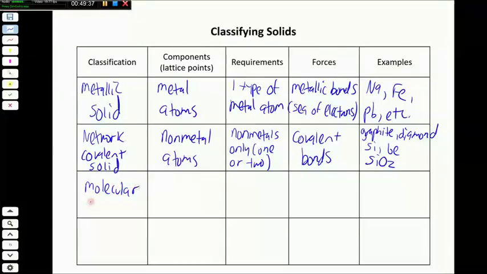Another classification, which we didn't talk about a ton of details with in terms of structure, is molecular solids. As the name implies, the components of a molecular solid, the lattice points, the points that repeat over and over again as you go through the solid, are going to be discrete molecules. You have individual molecules that are repeated over and over again throughout the structure. And again, a requirement for this is that they are composed of only nonmetals.